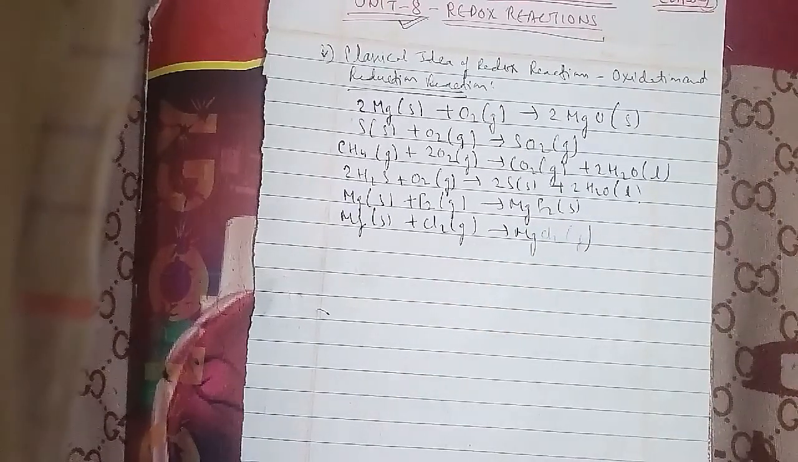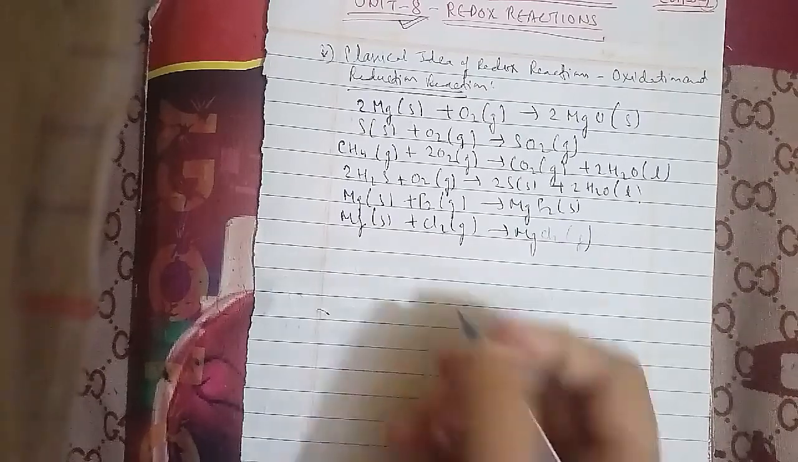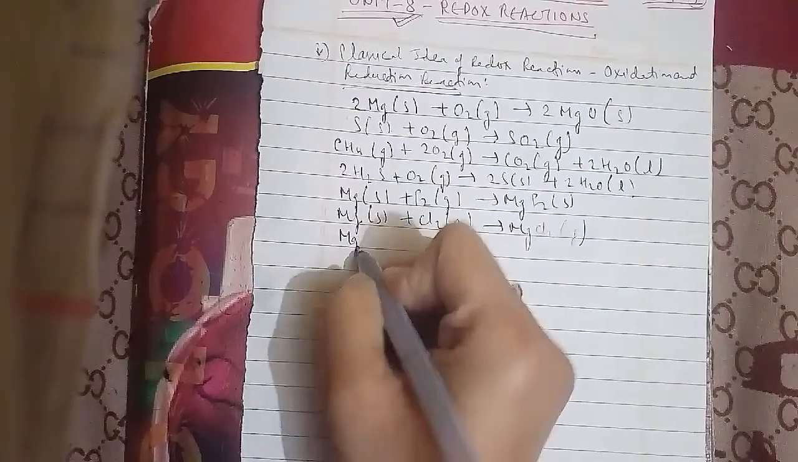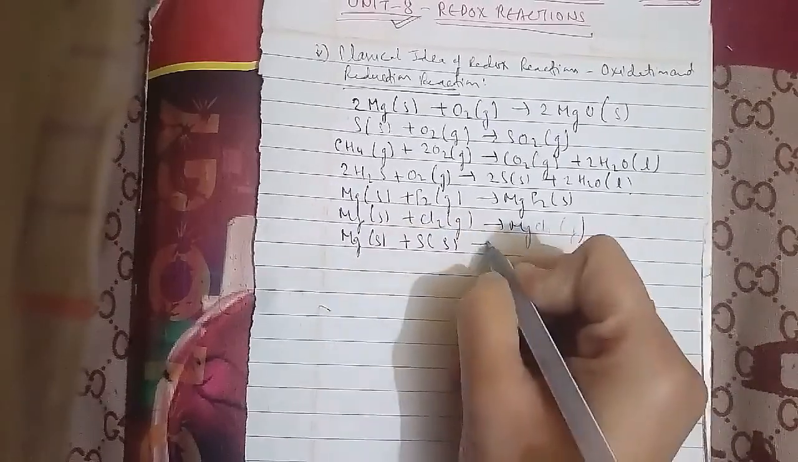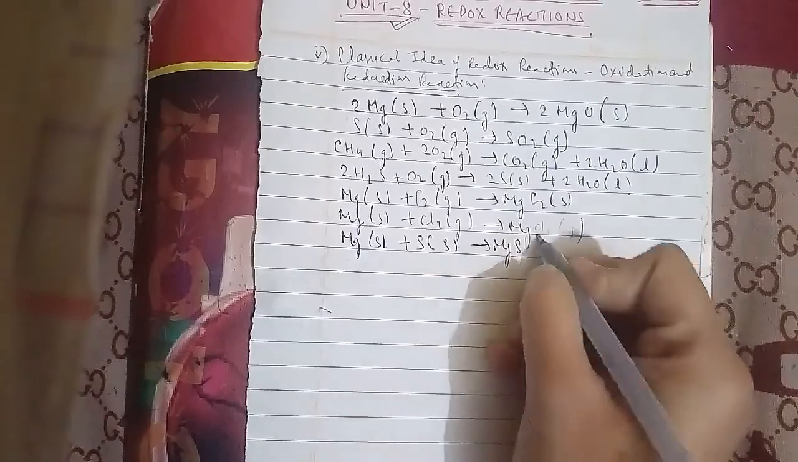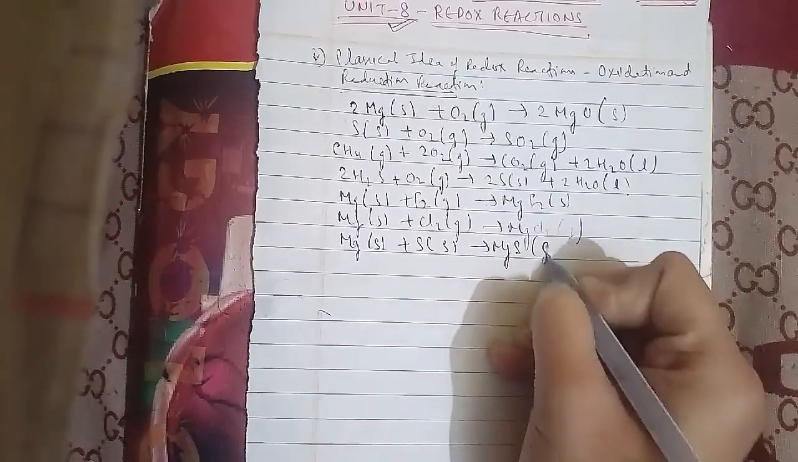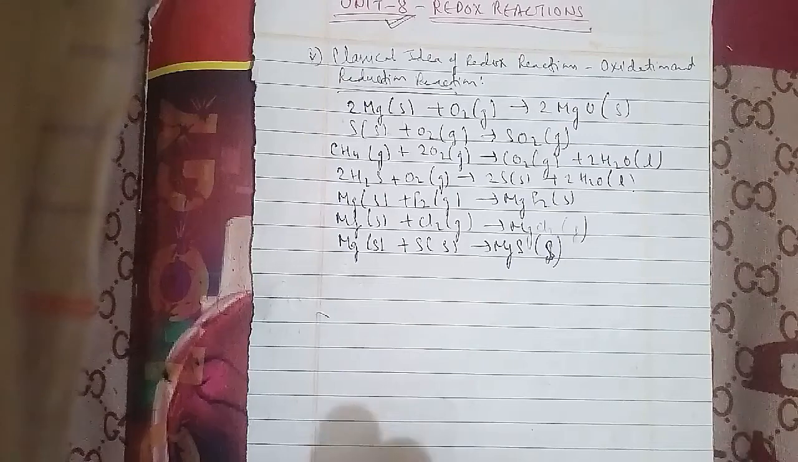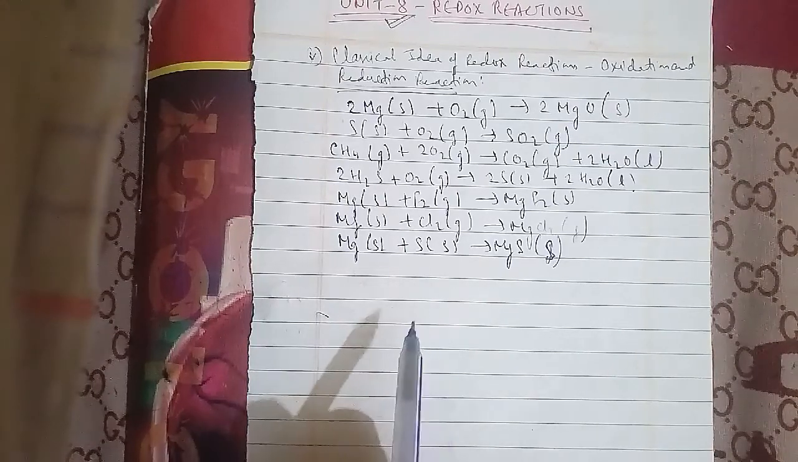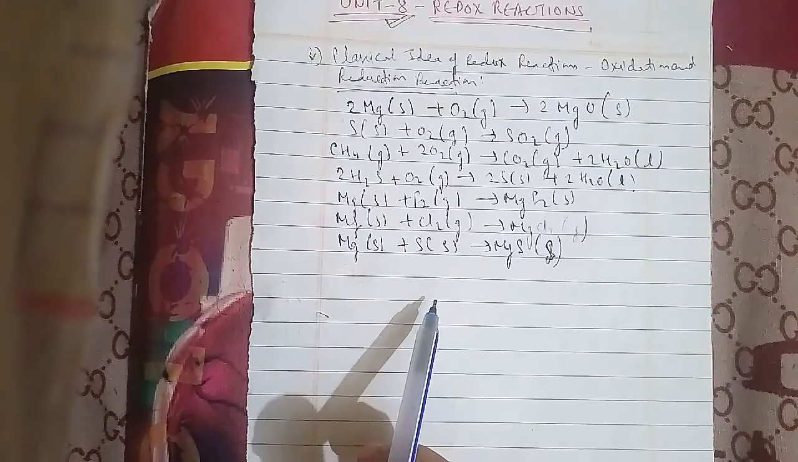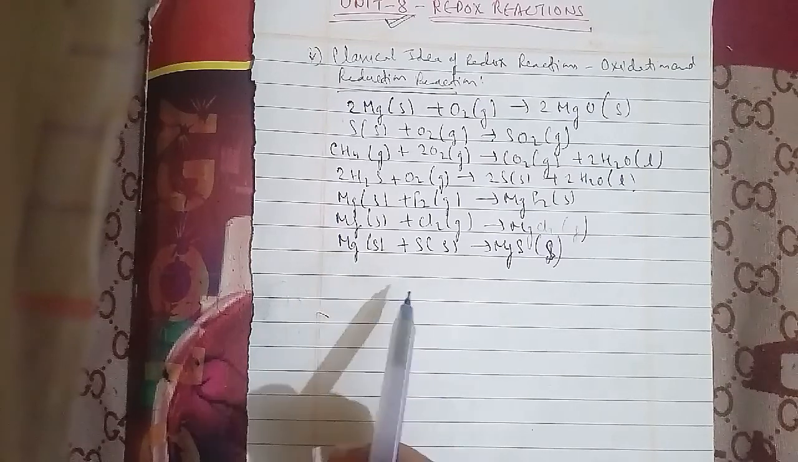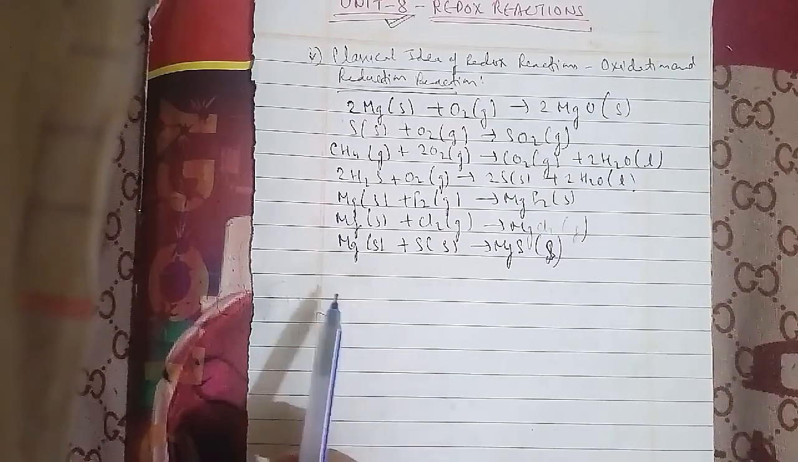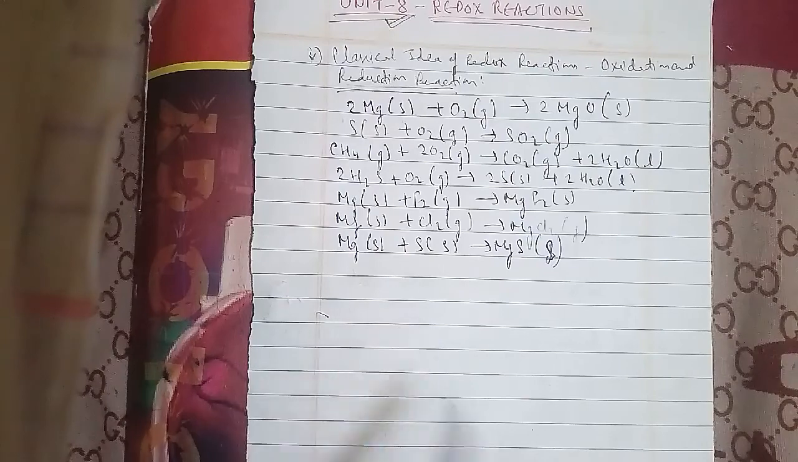Similarly, Mg solid plus sulfur will give you MgS solid. Interpolating these reactions within the fold of oxidation encouraged chemists to consider not only the removal of hydrogen as oxidation but also the removal of an electropositive element as oxidation.